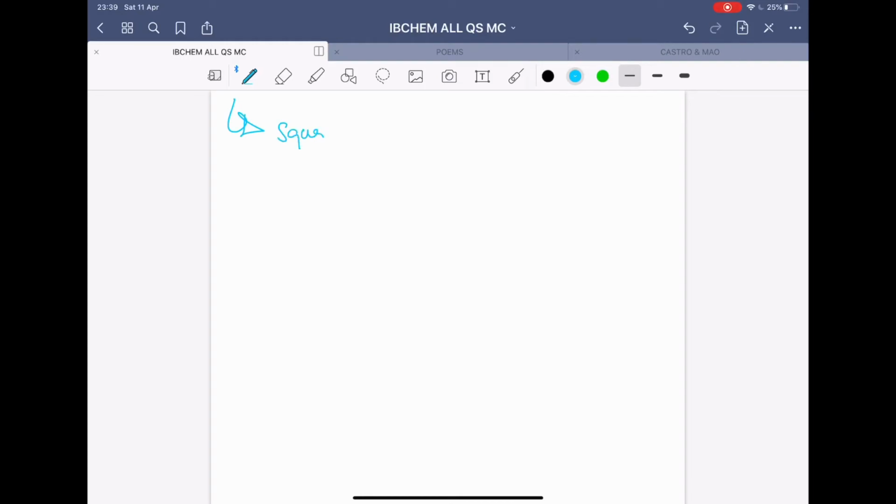Within octahedral, you have another version, a subcategory, which is square-based pyramidal. That simply means you've got 1, 2, 3, 4, 5 electron domains and 1 lone pair of electrons. The bond angle will be less than 90 degrees. I should have written that. Less than 90 degrees because we have that lone pair of electrons.